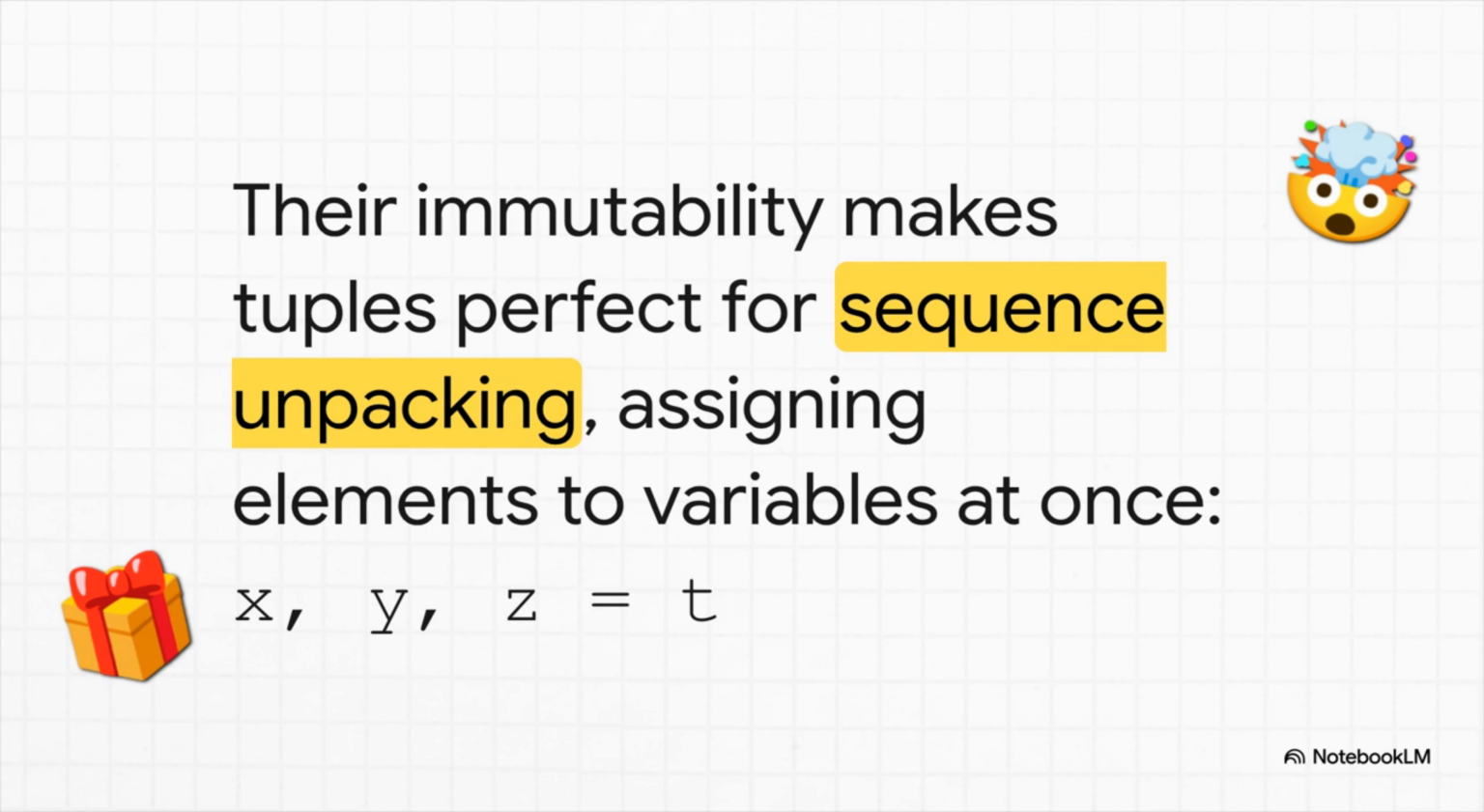Well, this immutability is fantastic for data that should be constant, like map coordinates or fixed settings. It also makes tuples amazing for stuff like sequence unpacking, where you can assign all the items in the tuple to separate variables in just one go. It's incredibly clean and super useful.